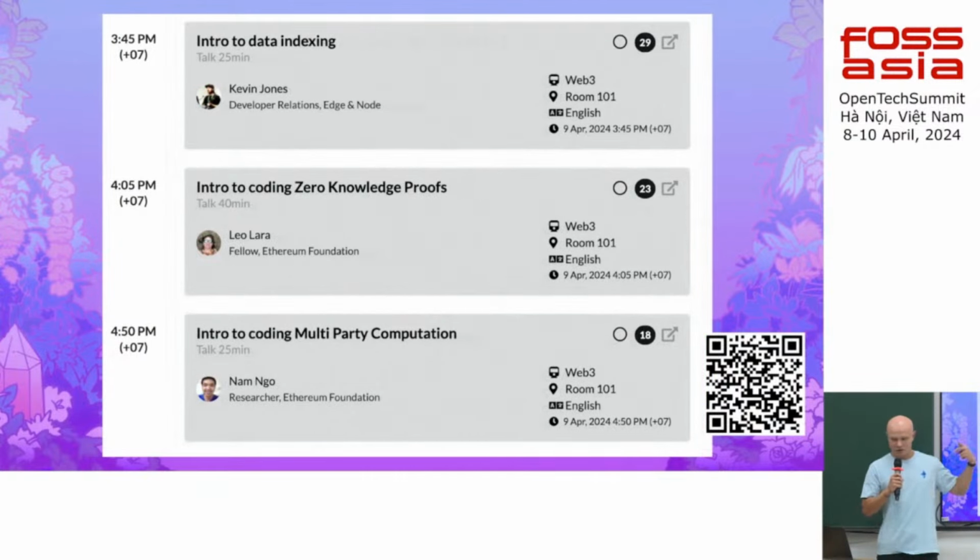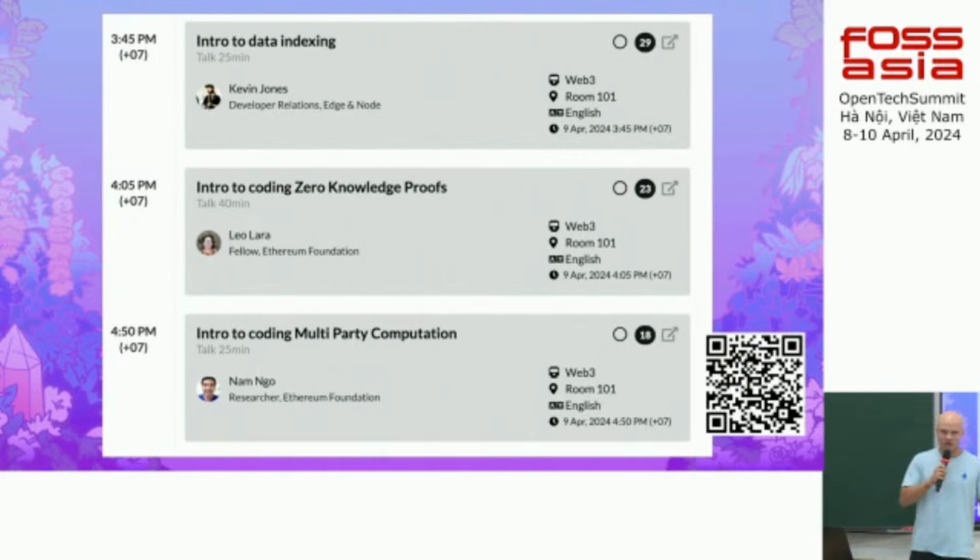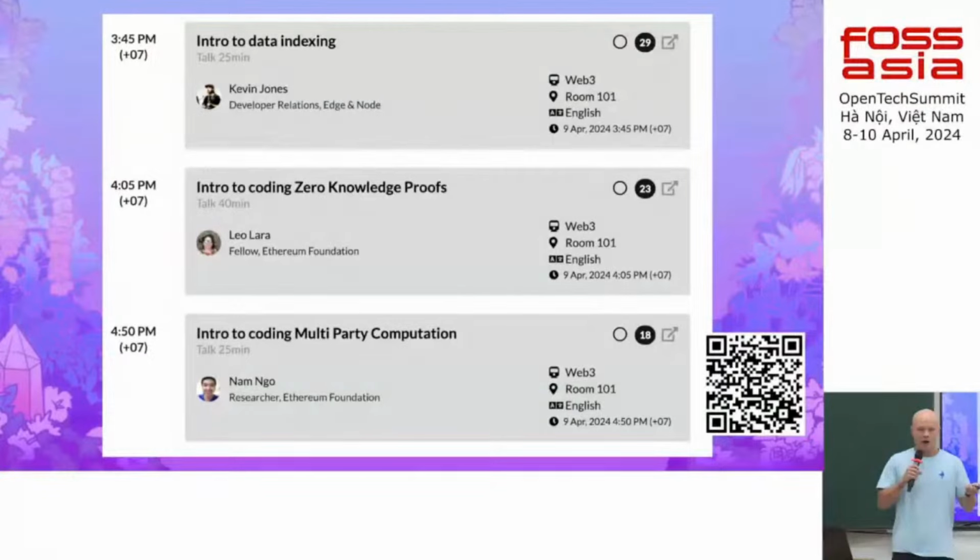And then this afternoon, later, we'll have some talks about data indexing. What does that mean? How to do it? You can learn about zero knowledge proofs. At 4 o'clock, we'll have a talk about zero knowledge proofs, which is a really new cryptographic primitive that is really powerful. So it enables privacy, enables a lot of things, and you'll learn about what that is.